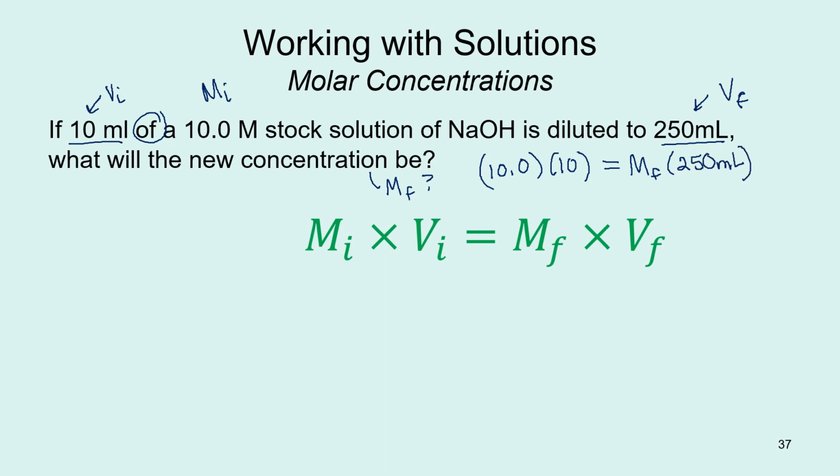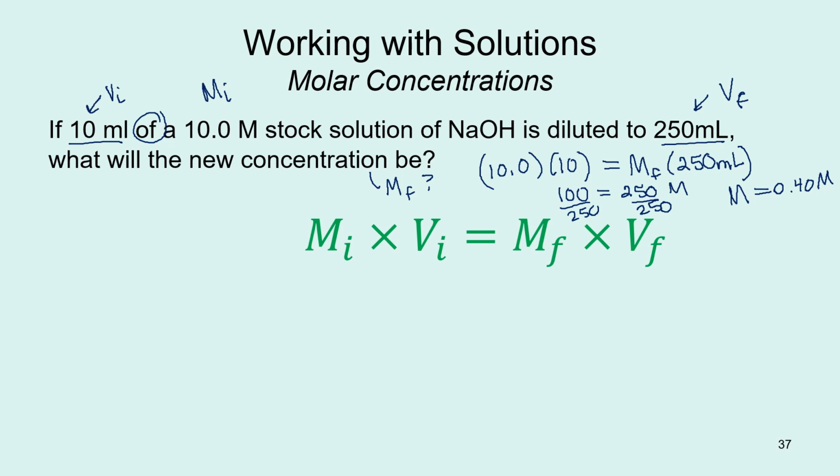So I've got 100 equals 250 times M, divide both sides by 250, and then M will equal 100 divided by 250 gives me 0.4. I'm going to keep 2 sig figs. I have 2 here. Actually, I have 3 here, but let's keep 2 since I only have 2 here. 0.40 molar.